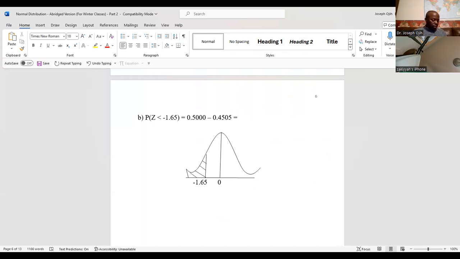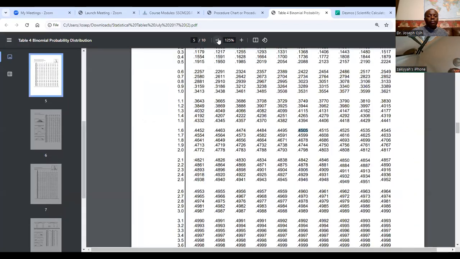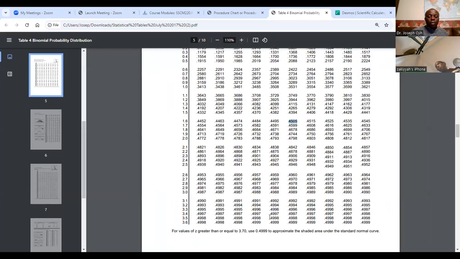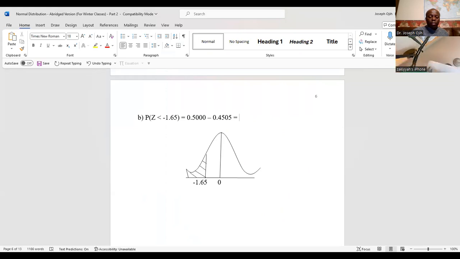Now let's write it down. 0.5 minus 0.4505. Then we can use the calculator to get it. 0.5000 minus 0.4505.